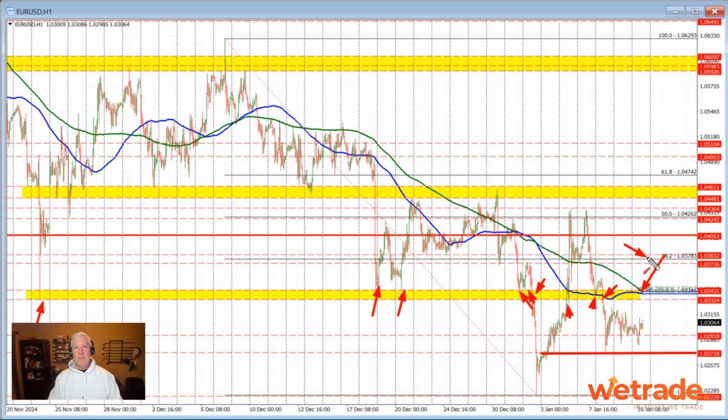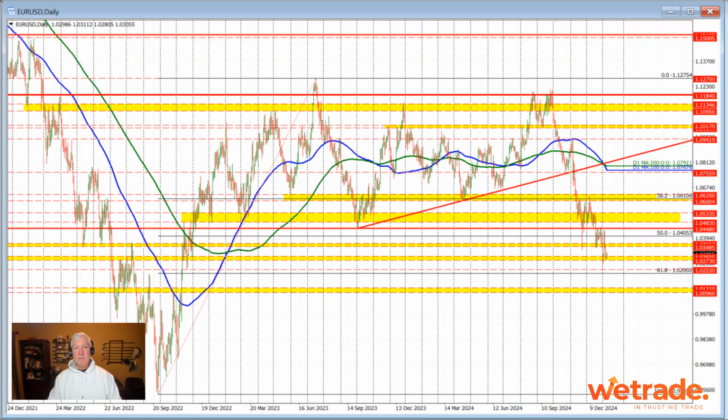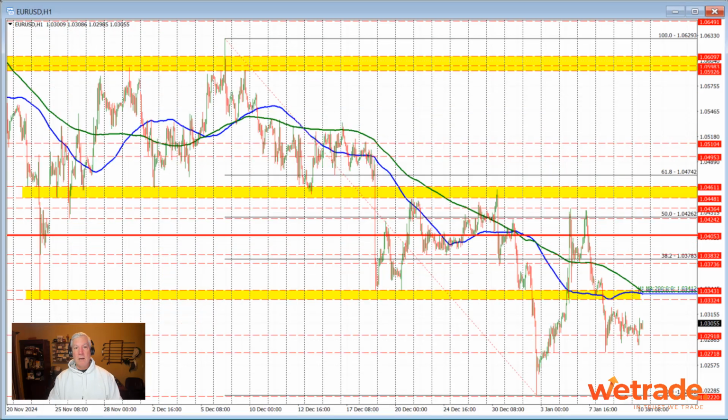We look toward the 38.2% retracement. The level comes in at 1.0378. It also is home to some swing areas through here. So be aware of this area right here, 1.0378. Get above that level, and 1.0405. What's the significance of that? If I go to the daily chart and look at the 50% retracement of this move up from the 2022 low to the 2023 high, the 50% retracement comes in at 1.0405. So that's going to be another level of technical resistance that we look toward on further upside momentum.